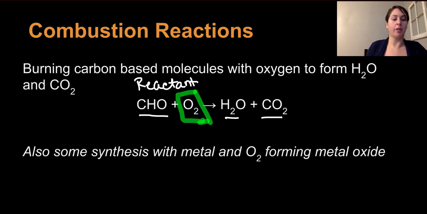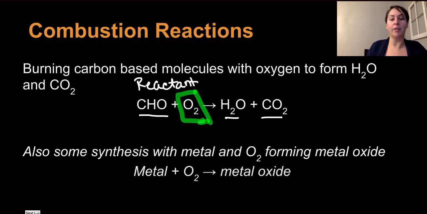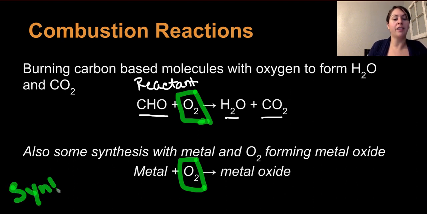The other example that we're going to see here is that sometimes we have synthesis reactions with a metal and O2 that forms a metal oxide. And so we just saw an example of this. I'm going to show you a couple examples here in a moment. So again, O2 is a reactant. If O2 is a reactant, if it's on the left-hand side of that arrow, then we know that it's going to be a combustion reaction. I actually usually like students to call this synthesis, but it's both synthesis and combustion, and so either one of them would technically be correct.